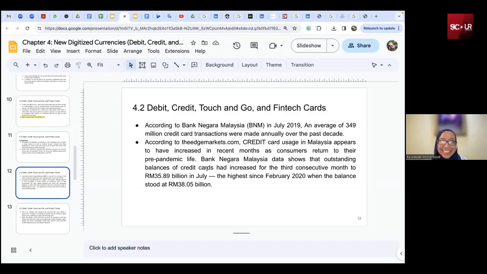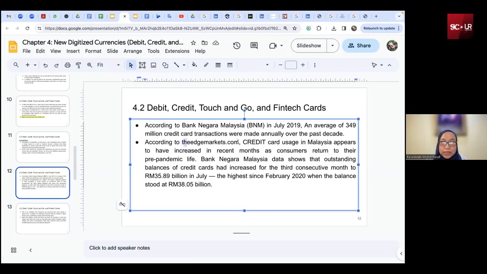Malas cerita credit card. According to Bank Negara 2019, an average of 349 million credit card transactions were made annually over the past decades. So banyak dah orang gunakan credit card kat Malaysia ni kan. I think the youngsters like to use the credit card for travel overseas kan. Buy ticket. Sekali dia kan nak pergi mana-mana setiap bulan.